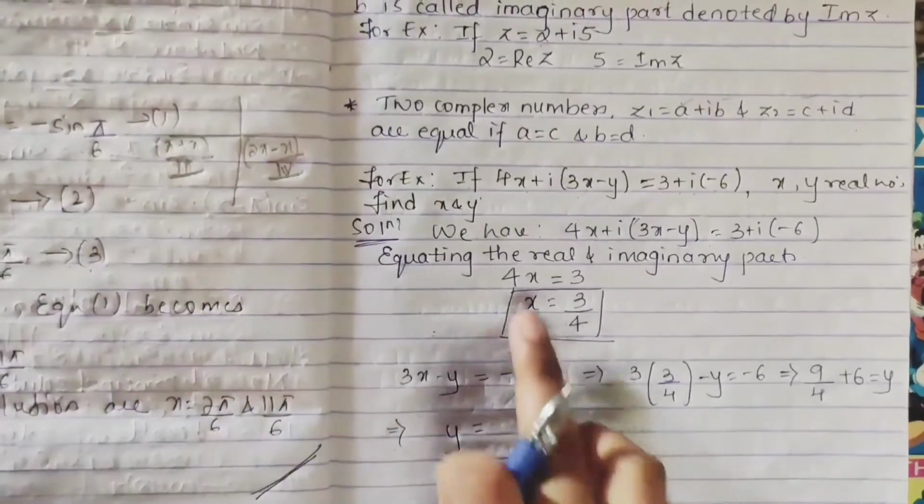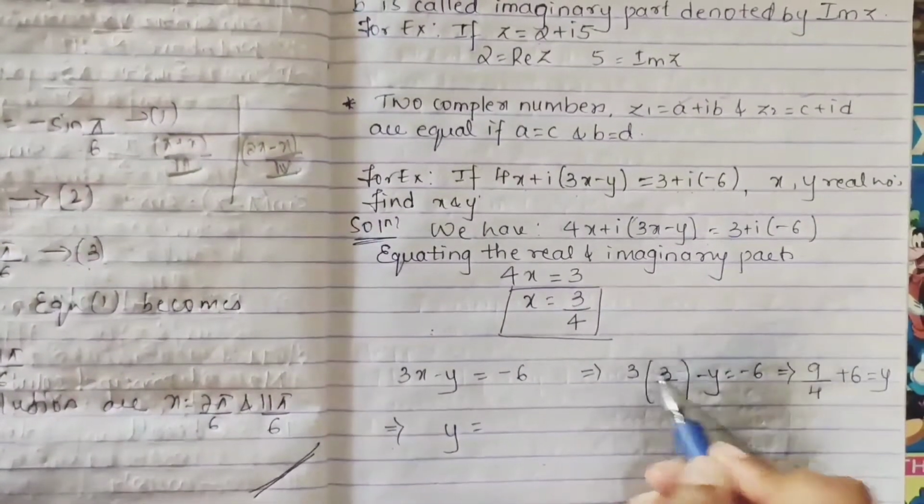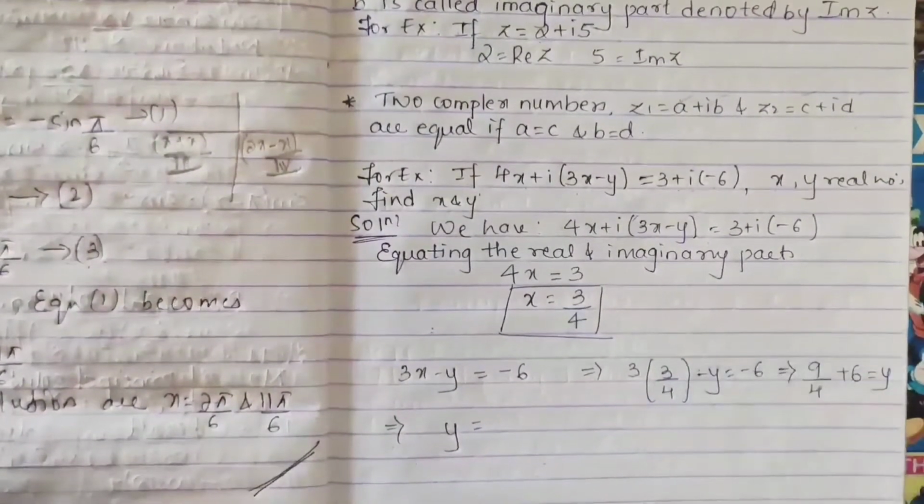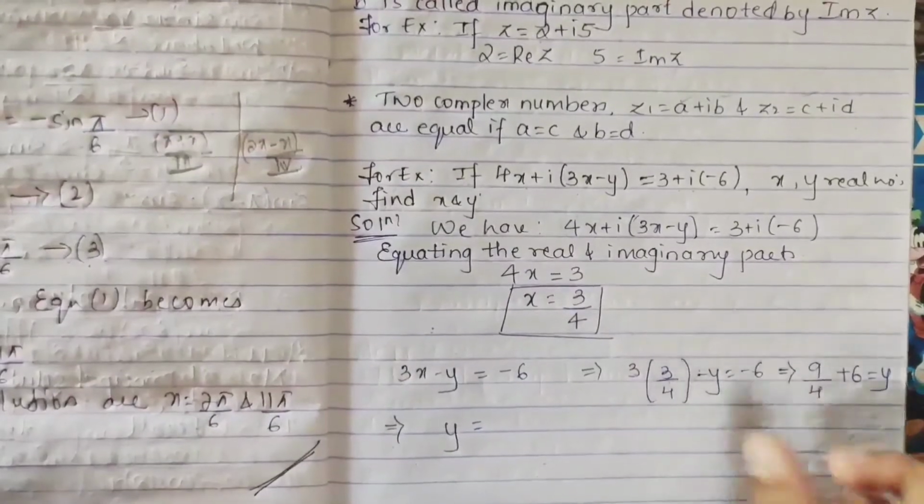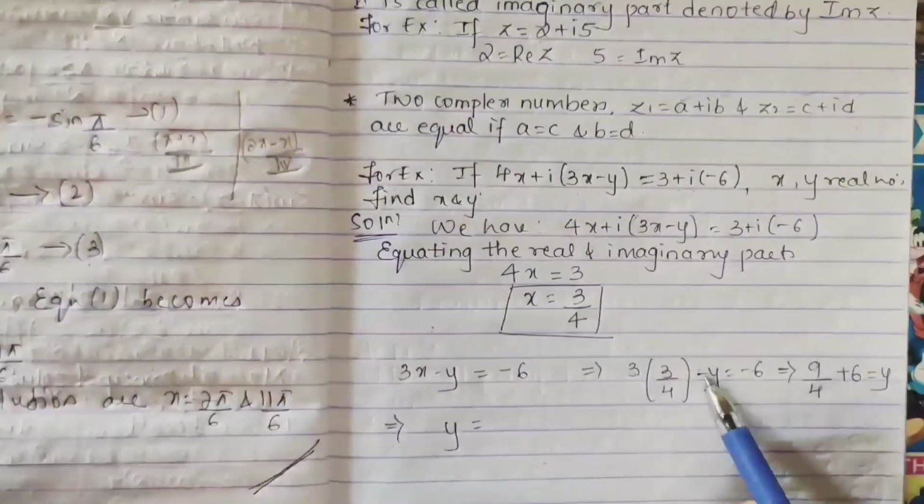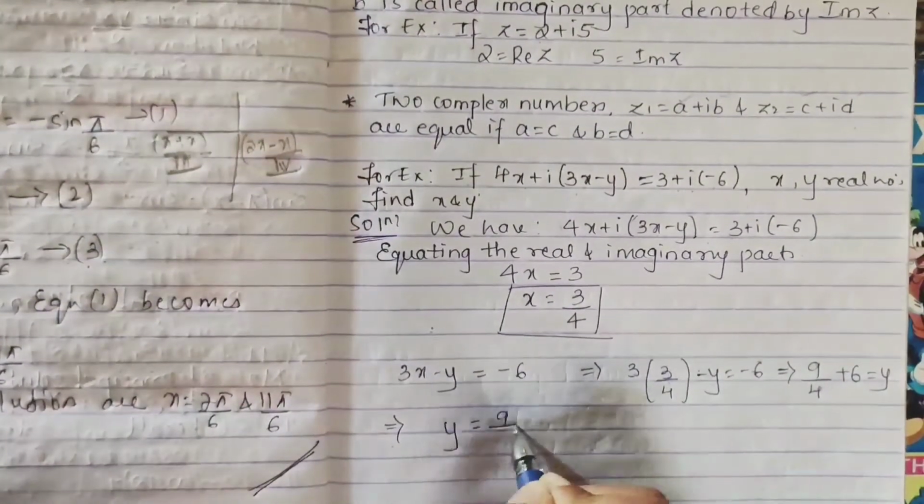So I have substituted the x value, which is 3 by 4, minus y is equal to minus 6. 3 3s are 9 by 4. This 6 I have taken here, y I have taken, because I am grouping like terms at one side. 9 by 4, if 6 comes here it becomes plus 6, and minus y goes here, it becomes plus y. So y is equal to 9 by 4 plus 6.